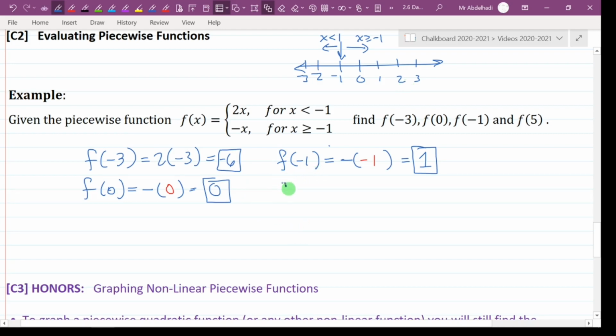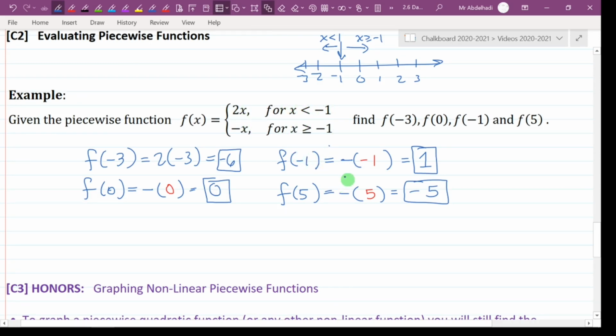And then finally, f of 5. Well, this one's easy. Where do you plug it in? The top or the bottom? Well, 5 is not less than negative 1, so you can't use the top. 5 is definitely greater than or equal to negative 1, so we'll plug it in here. So it's negative, and then we're putting a 5 in there. So the answer is negative 5. Okay, evaluating piecewise functions is the same as evaluating any other function, but to decide which piece to put it in, look at the inequality.